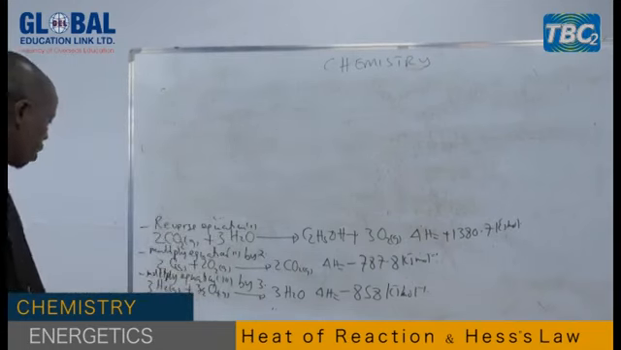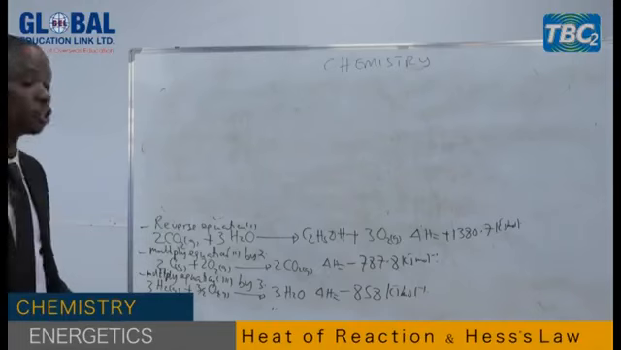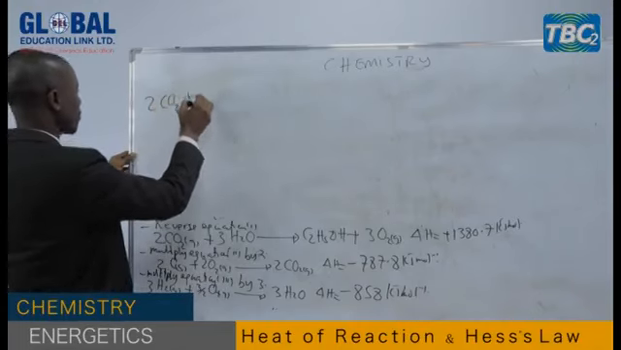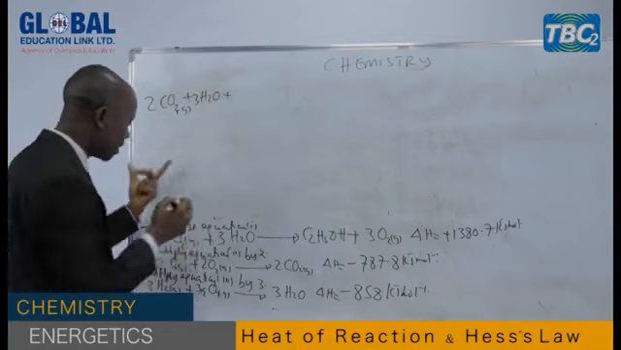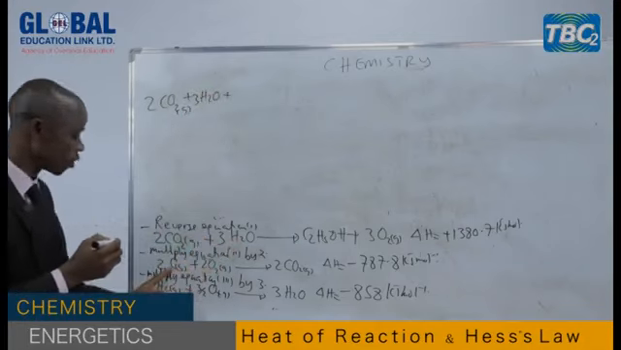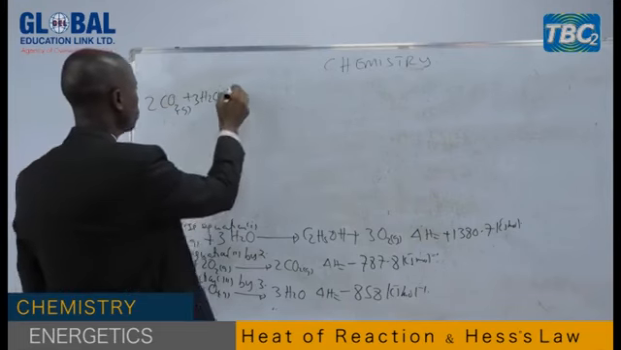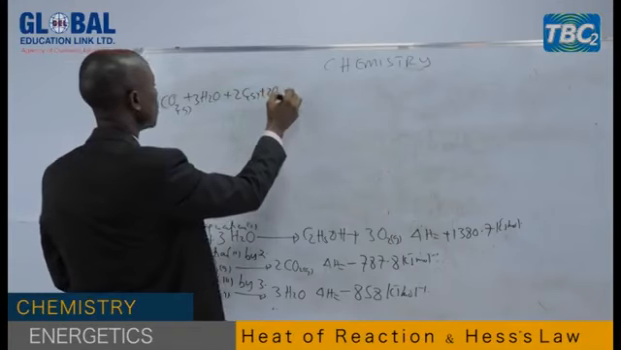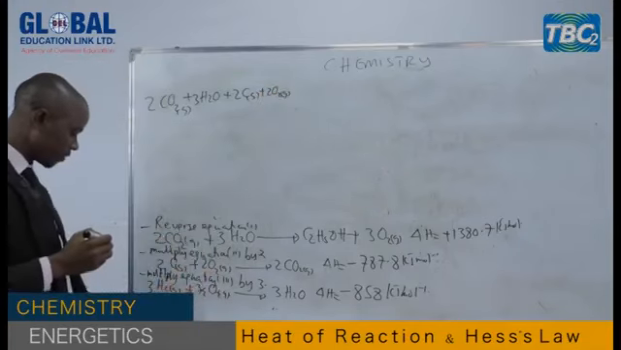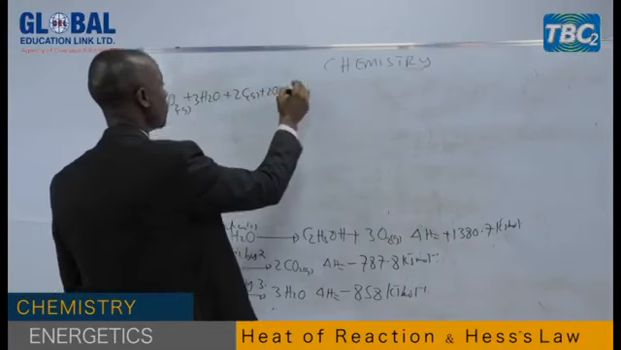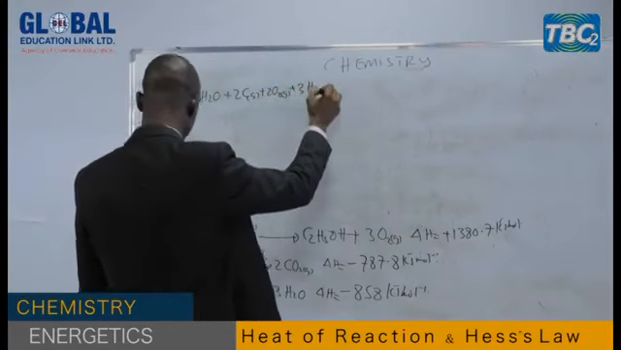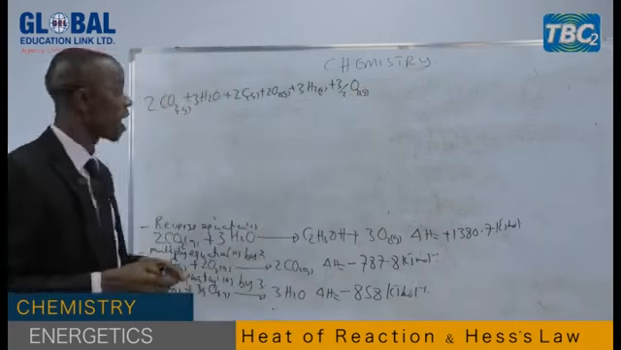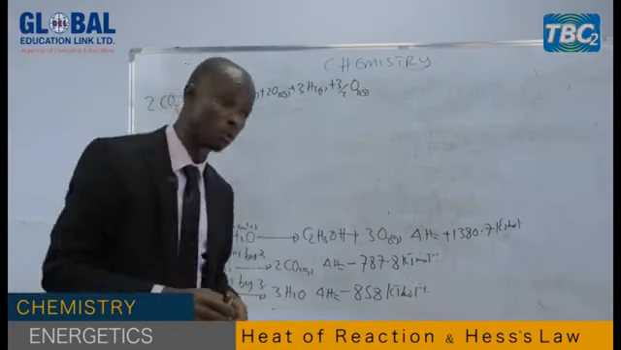So what you have to do is add these equations together. The reactants for the first equation are 2 carbon dioxide gas plus 3 molecules of water. We go to the second equation: the reactants are 2 carbon solid plus 2 oxygen gas. For the third equation, we have 3 hydrogen gas plus 3/2 oxygen gas. So those are the reactants for the 3 manipulated equations.